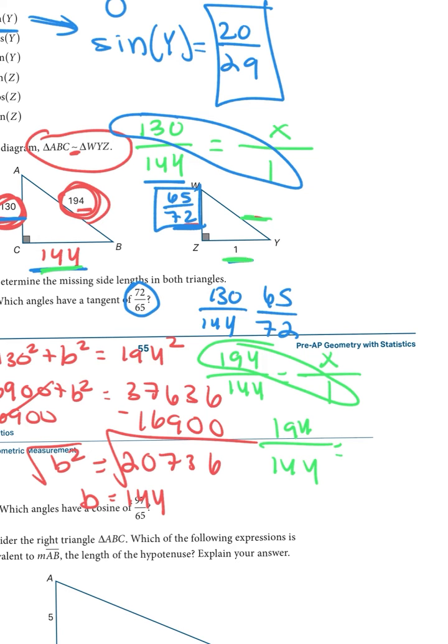So 194 divided by 2, that would be 2 times 97. And 97, that's it, you can't factor that anymore. And then we're going to do 144 divided by 2, and that's 72 times 2. So these reduce, and I'm left with 97 over 72. So this right here is 97 over 72.